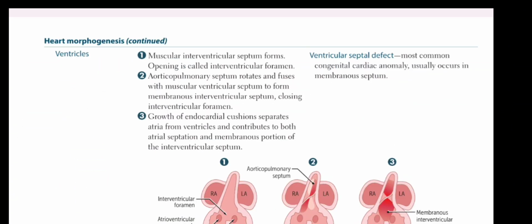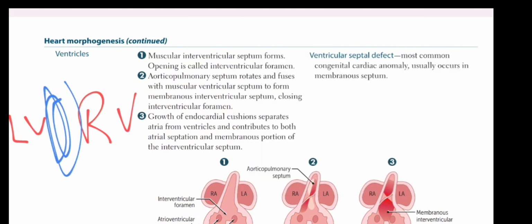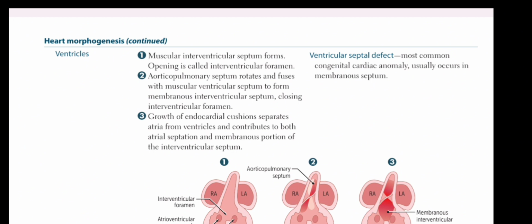Moving on, we have the ventricles. The ventricles are again divided into the left ventricle and the right ventricle. These are separated from each other through an interventricular foramen. However, this interventricular foramen is eventually closed through development of a muscular interventricular septum. This interventricular septum provides demarcation between the left ventricle and the right ventricle. So we are done with the atria, we are done with the ventricles. Now blood flows from the ventricles into the arteries.